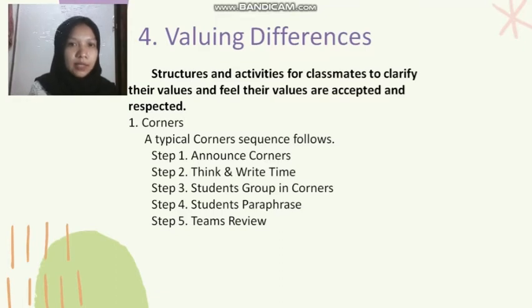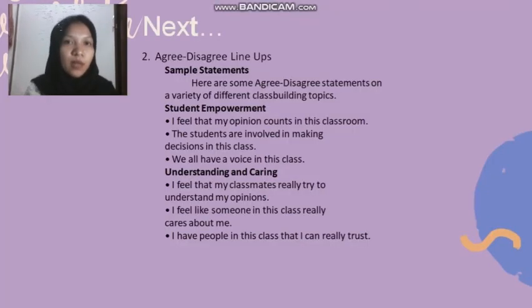accepted and respected. The first is corners. A typical corners sequence follows: announce corners, think and write time, students group in corners, students paraphrase, and the last is teams review. The next is agree disagree line-ups. Sample statements. Here are some agree disagree statements on a variety of different class building topics.